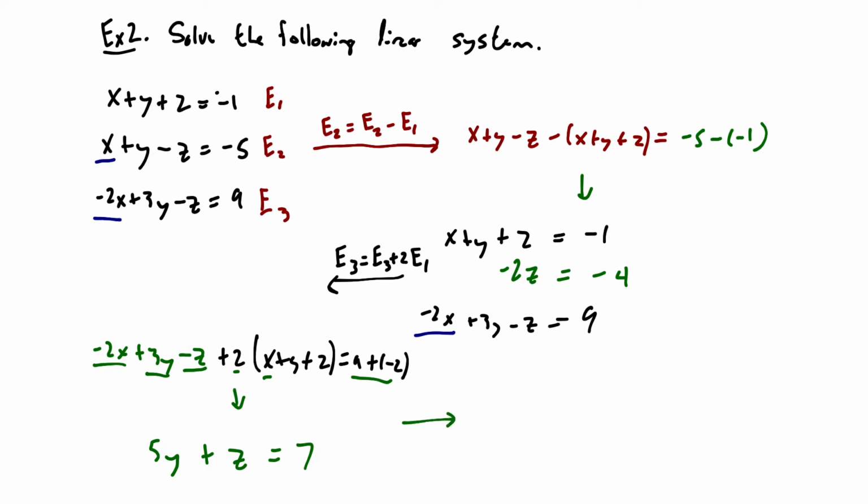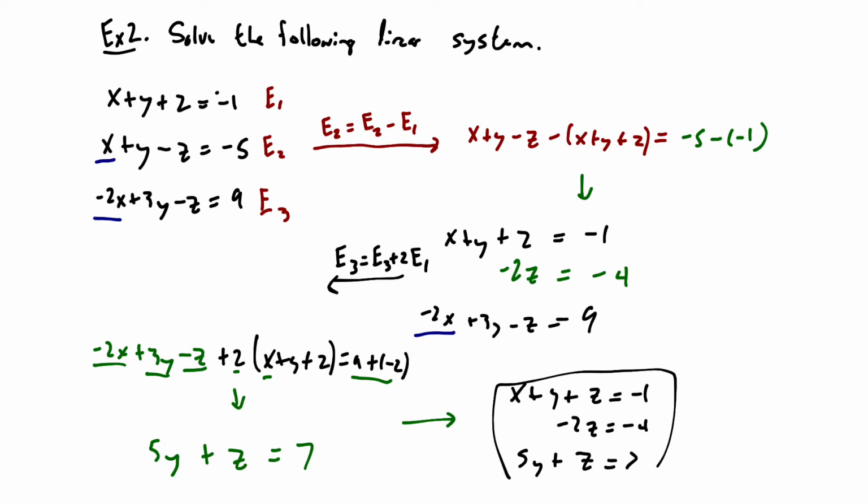So we'll rewrite our system. Again, this is going to become 5y plus z is equal to 7. Equation 2 hasn't changed. This is negative 2z is equal to negative 4. And equation 1 is still x plus y plus z is equal to negative 1. And we can use this to solve our linear system now. So let's go ahead and start a new page.